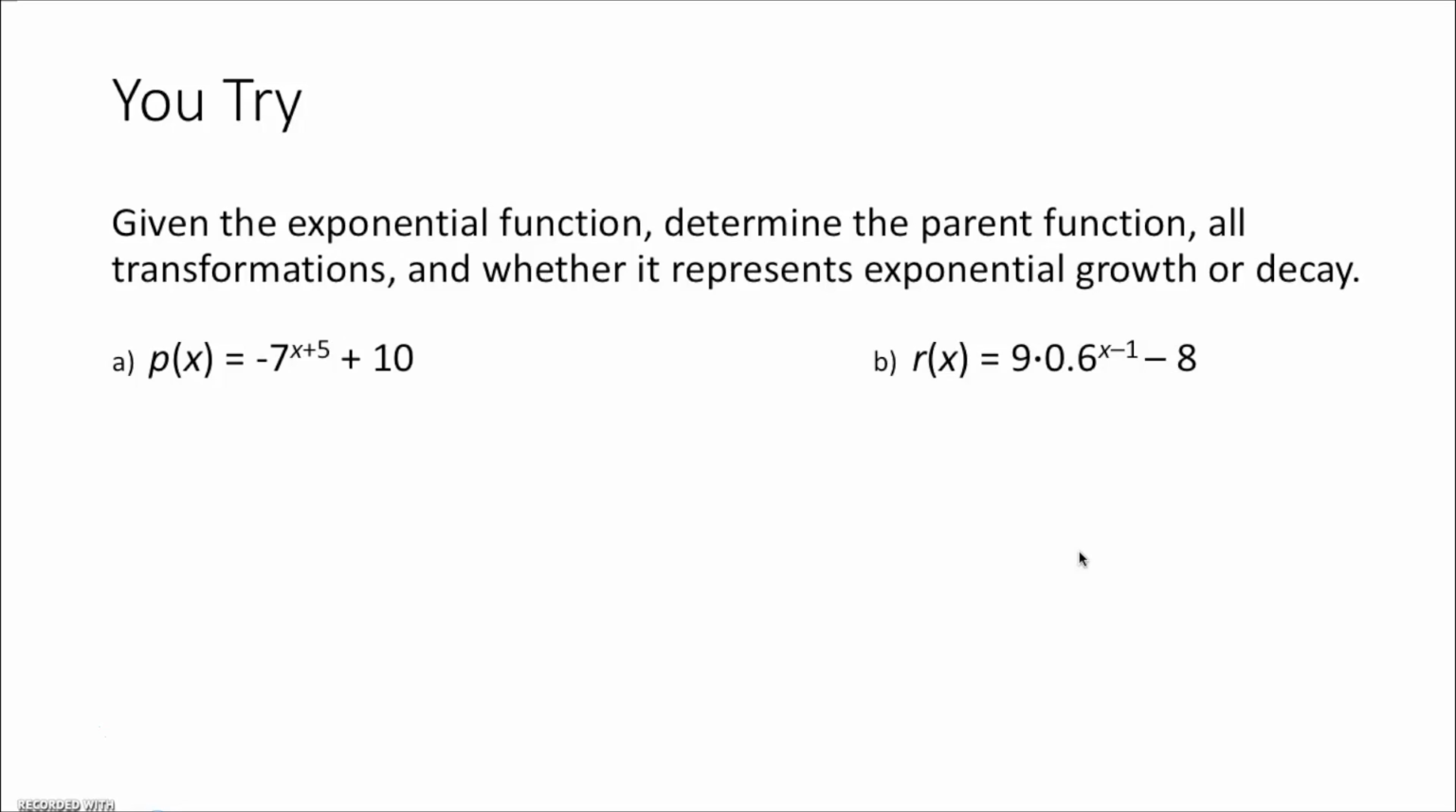You try. Okay, doing the same thing here. So first, what's our a value? Well, it looks like this technically is -1 times 7 to the x plus 5 power. So our a value is technically -1. Our b value is going to be 7, because that's the number that's being raised to our exponent. Our h value is the opposite of whatever you see added or subtracted in that exponent. So instead of being +5, it's going to be -5. And then our k value is going to be what's added or subtracted at the end, 10.